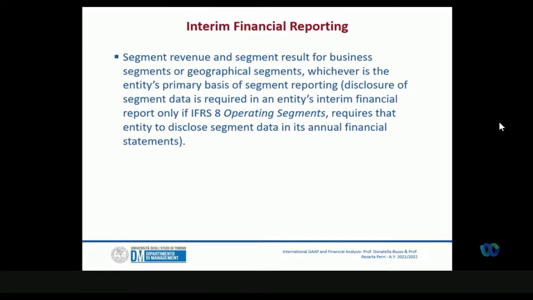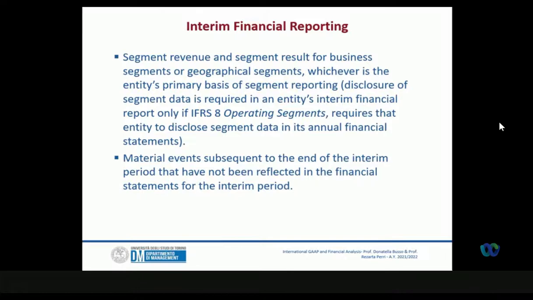Also, something else to disclose is the segment revenue and segment result for business segments complying with IFRS 8 that we just introduced. If we disclose segmental information in the full financial statements, we should do the same in interim reporting to disclose this segment data. Material events that are subsequent to the end of the interim period.